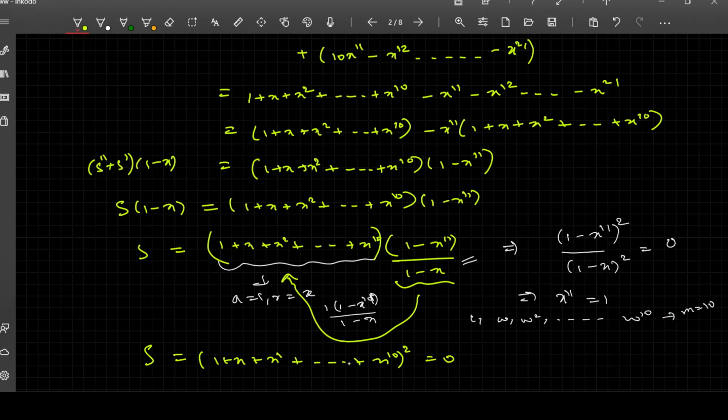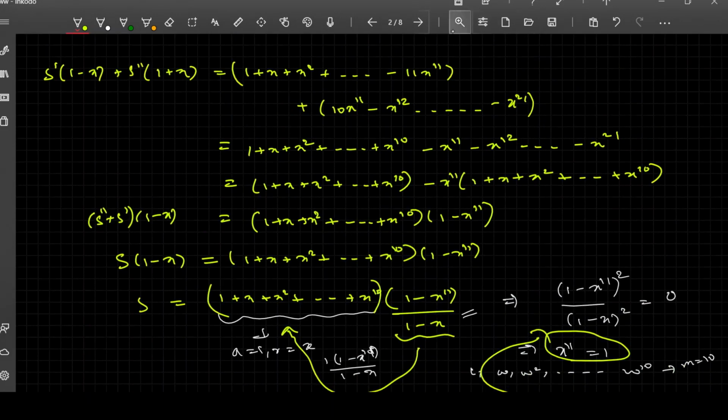So if anything to an even power is 0, that means the base should be 0. So that means 1 plus x square plus so on till x power 10 should be 0, and again this is basically nothing but this. And from here we can say that x power 11 is equal to 1 is the conclusion that we need to come to. So from this we can say omega, omega square, so on till omega power 10 are the roots that we are actually looking for.